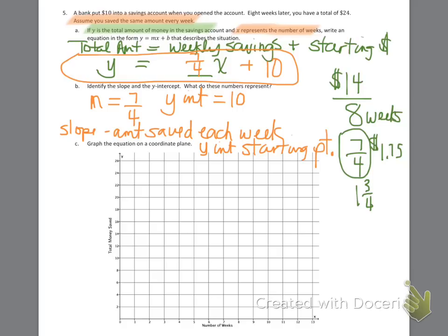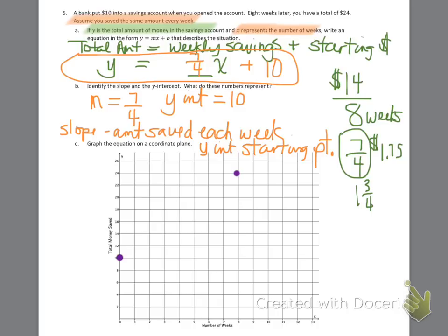Okay. All right, so now I'm asked to graph this equation on the coordinate plane. So let's get a known point on there. I know that at week 0, I had $10. So I'm going to put that point right there. Okay, so (0, 10). I know something else. I know that 8 weeks later, I had $24. So I can just go ahead and put that point on. $24 at 8 weeks, right there. And then I could draw the line through there.